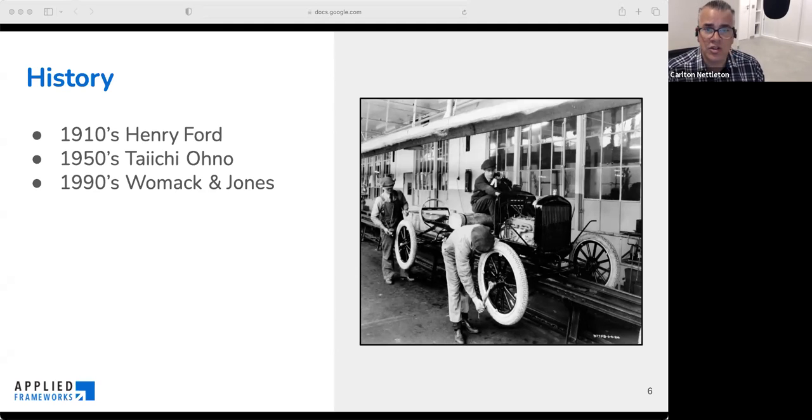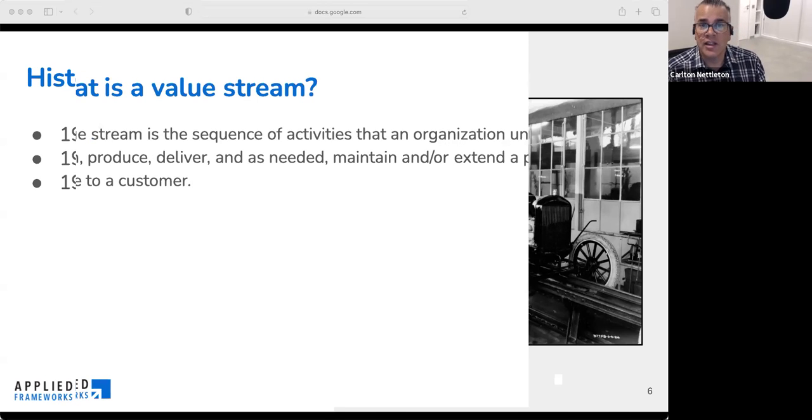But in the 20 years since the publication of Womack and Jones's book, the concept of value streams has been applied to multiple domains outside of manufacturing: healthcare, marketing, software development. Lots of people are interested in value streams. And so now we have a more general purpose definition that I'm going to share with you here. This definition provides a good baseline for defining a value stream today.